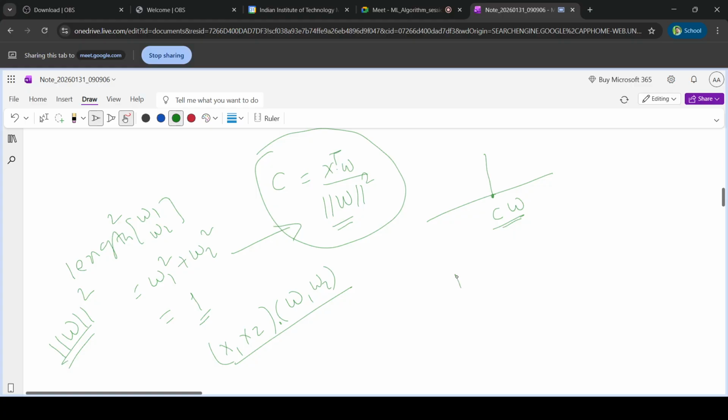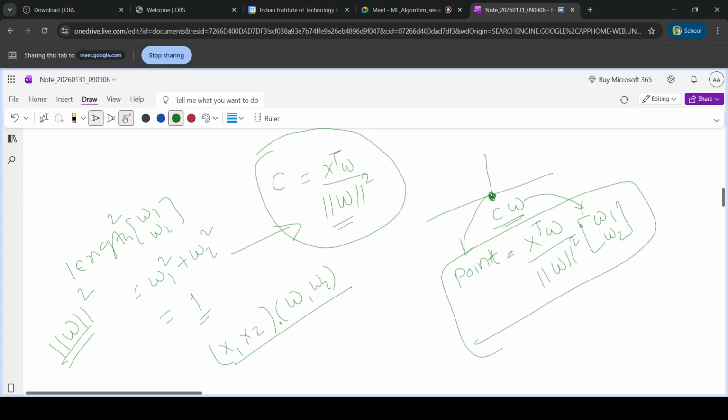So I am saying this point is c, which is x transpose w divided by w square, into w, because we have to take this w also, so this is nothing but c into w1 w2. Okay, this is what this point is.